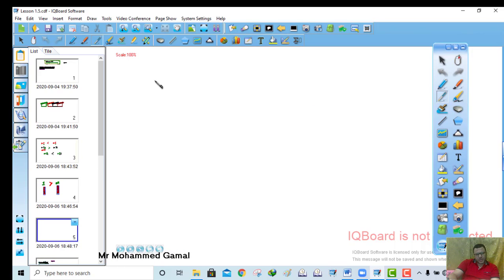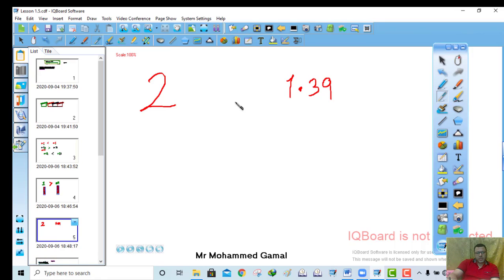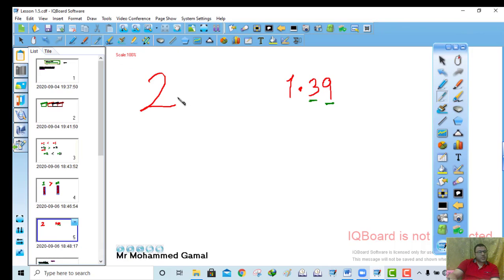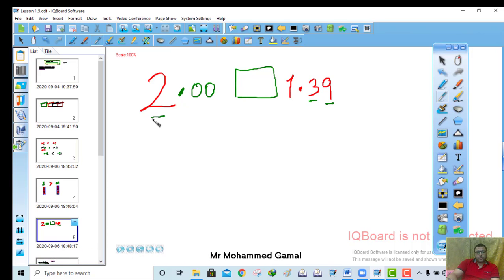Another question. For example, here we have 2 and here we have 1.39. To make it easier, ask yourself, here how many decimals? 1, 2. Here no decimals, so what should I do? Add a decimal, then 2 digits, so 2 zeros. Now you can compare easily. Here you have 2 in the ones place, and here you have 1 in the ones place. So 2 is more than 1, so 2 is bigger.